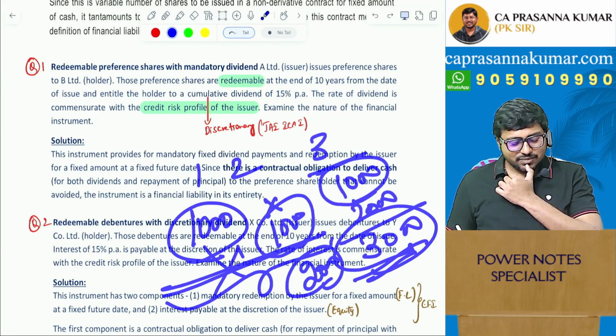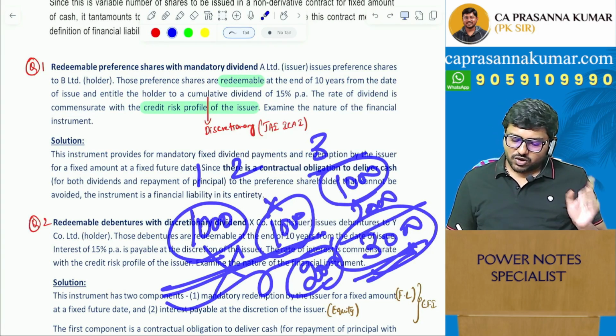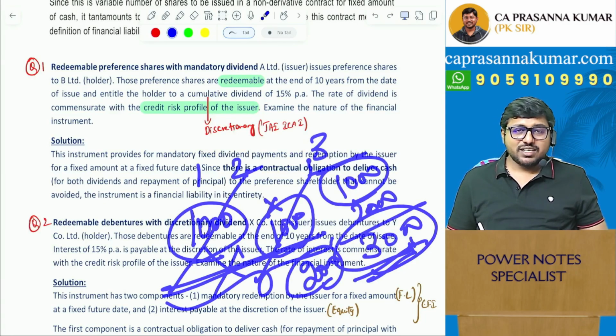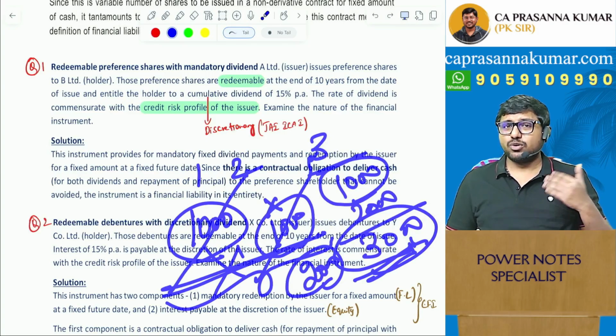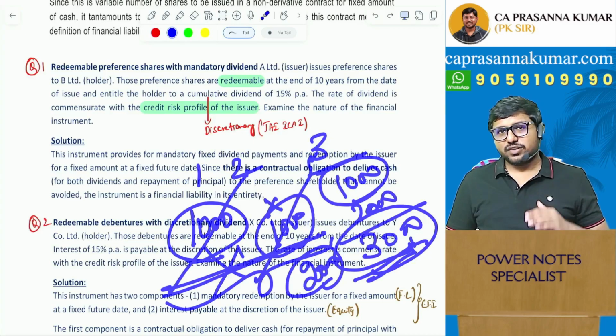So this can be seen from two perspectives. There are two sides of the coin over here. The first side of the coin, people are of the opinion that since you did not pay first year and second year, the dividend payment is at your discretion, because when you get good profits, then only you will pay. On that logic, it can be said that this is a discretionary dividend.